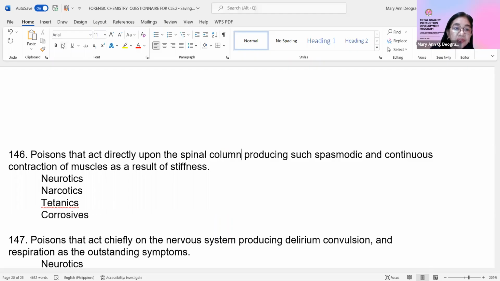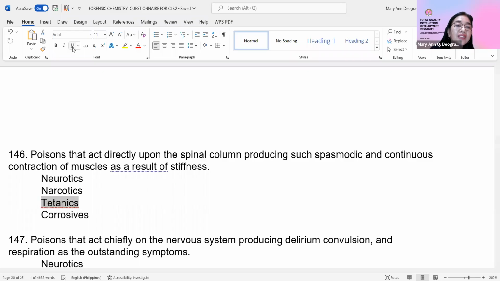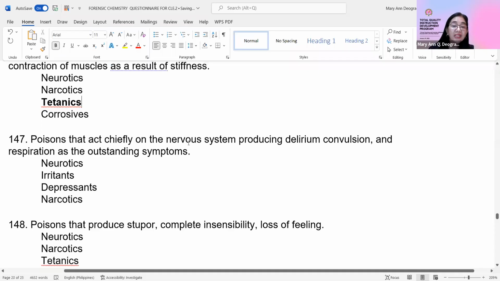Okay, pagka na-tetanus kasi, yan, namamanhid, then aakyat na yan sa utak, and then yun na yun. Ba't Titanic naman yun? Alright. Poisons that act on the nervous system. Is it neuro from the nervous neuro? Ayan na yan. Meron kayong keyword yan.